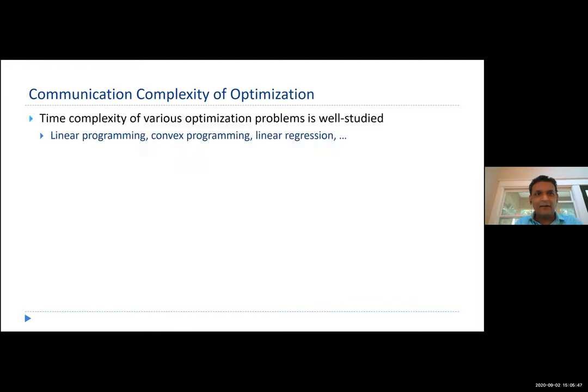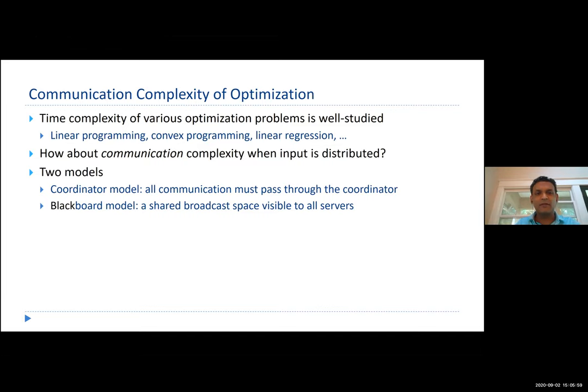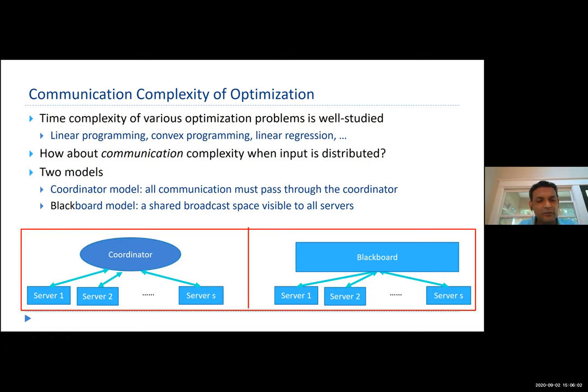So stepping back, optimization is of course very useful and widely studied. And one question is the communication complexity when the input is not at one location, that is, distributed. And the two models we're looking at are the coordinator model and the blackboard model. The coordinator model is where you have a bunch of servers, and this could be one of the servers, the coordinator, but for ease, for convenience, we designate it specially. They can all speak directly to the coordinator and back from the coordinator, and not to each other. And you count every time you send a bit. So every pair is counted. In the blackboard model, it's a common shared broadcast space.